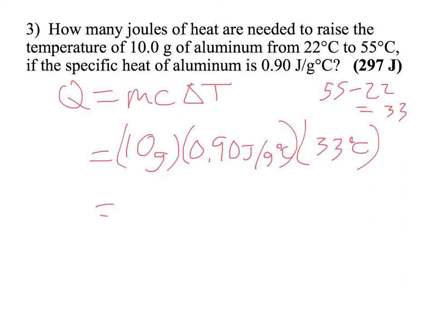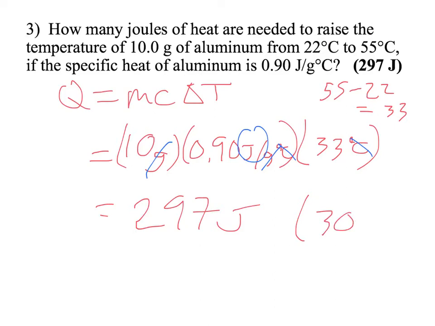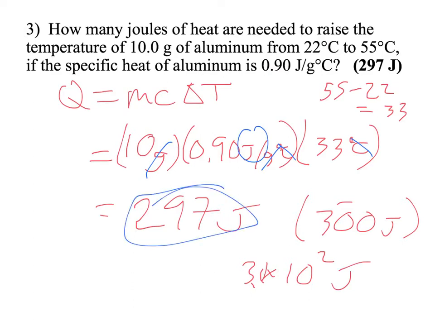When we do all of this multiplication, grams and grams cancel, degrees C and degrees C cancel. It leaves us with joules. We multiply all of this out and we end up with 297 joules. Again, with significant figures, 300 joules, or 3 times 10 to the 2, 3.0 times 10 to the 2 joules. Any of those answers would be sufficient. All the answers are, of course, on your worksheet. That's so that you can set up the problem and see if you get the same answer. If you don't get the same answer, then you need to re-set it up.